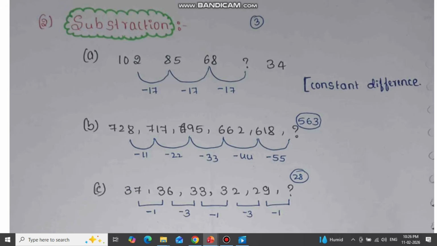So that is a constant difference here. Similarly, we'll take the series 728, 717, 695, 662, 618. The series decreases by minus 11, minus 22, minus 33, minus 44. Last, we'll take 618 minus 55, we'll get 563.